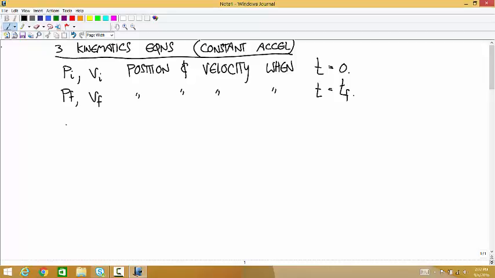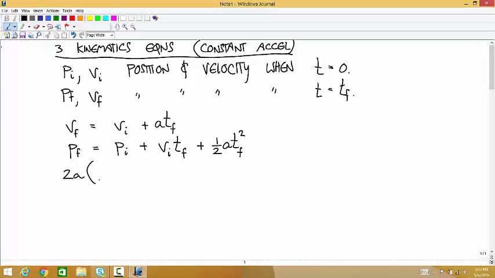And then the three equations are: V final is equal to V initial plus A T final. The second one is P final is equal to P initial plus V initial times time final plus 1/2 A TF squared. And then the last one is 2A times the quantity PF minus PI is equal to VF squared minus VI squared. Okay, those are the three.